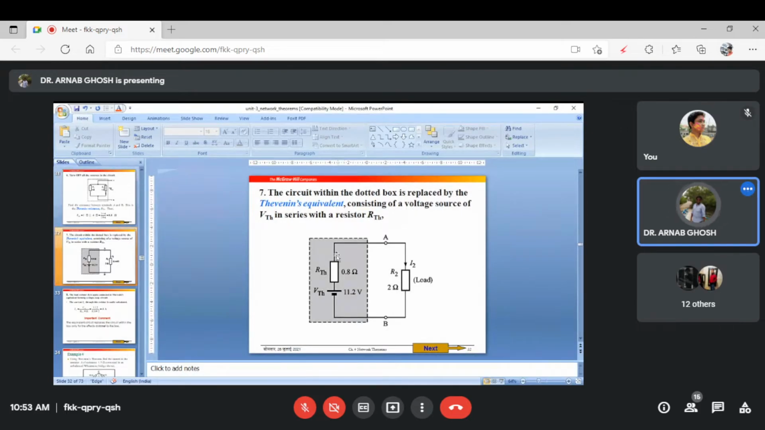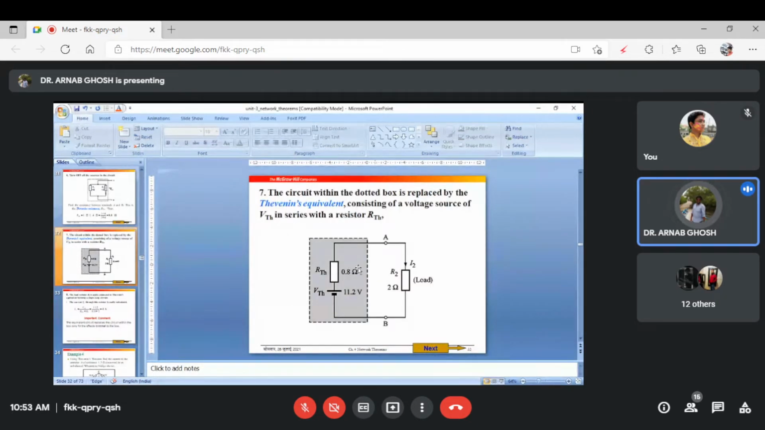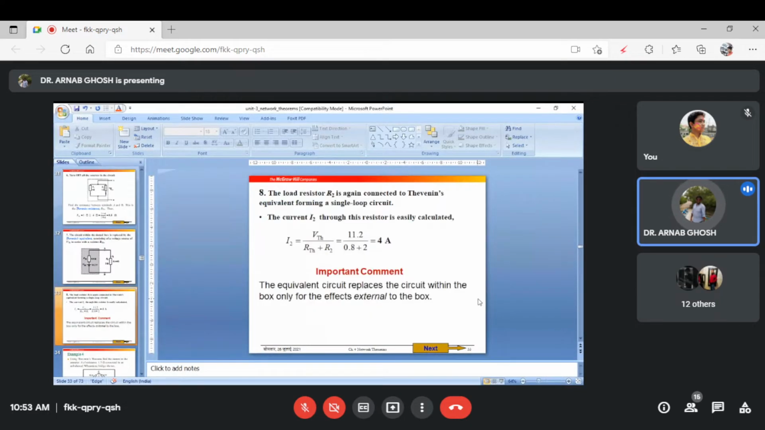So you make this a single circuit having the Thevenin's voltage, the Thevenin's resistance and the load resistance. The Thevenin's voltage is 11.2 volt. The Thevenin's resistance is 0.8 ohm, and you are having the load resistance 2 ohm. So what will be the value? So this 2 ohm and 0.8 ohm, these two are in series. So the total resistance will be 2.8. So 11.2 divided by 2.8, you are getting the total current through the resistor as 4 ampere.